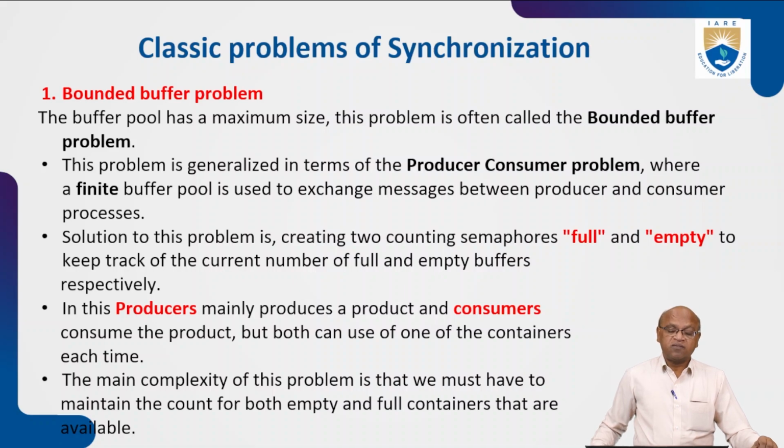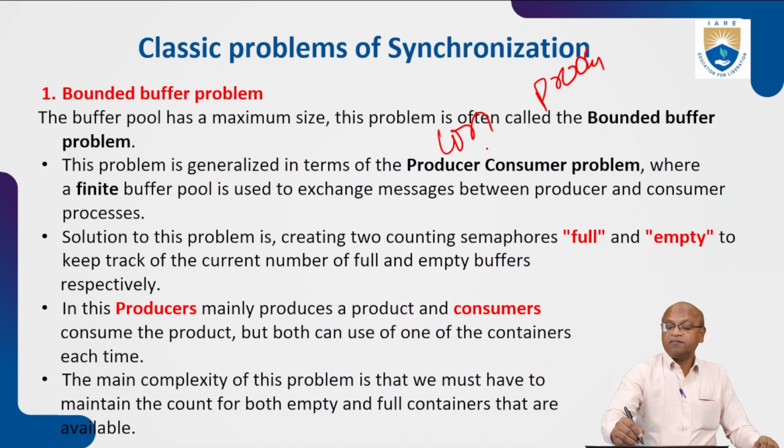Here the producer mainly produces a product and the consumer consumes a product, but both can use only one of the containers at a time. The main complexity of this problem is that we must maintain the count of both empty and full containers that are available. If you look at this classical example, the consumer and producer.